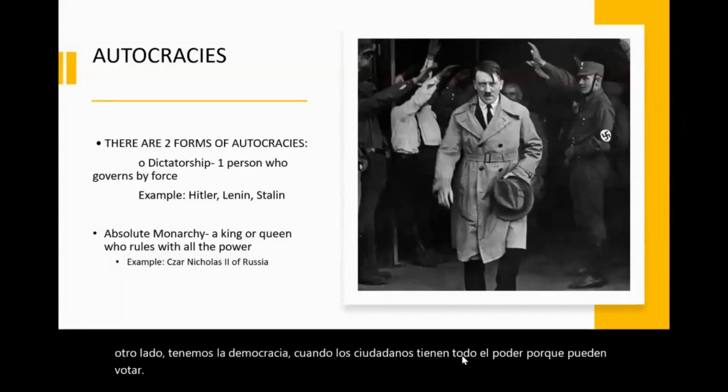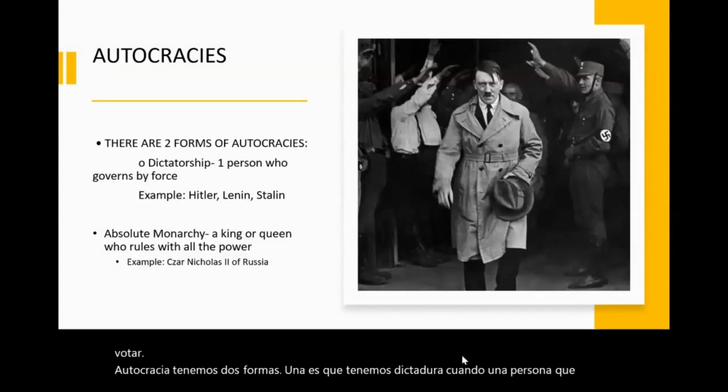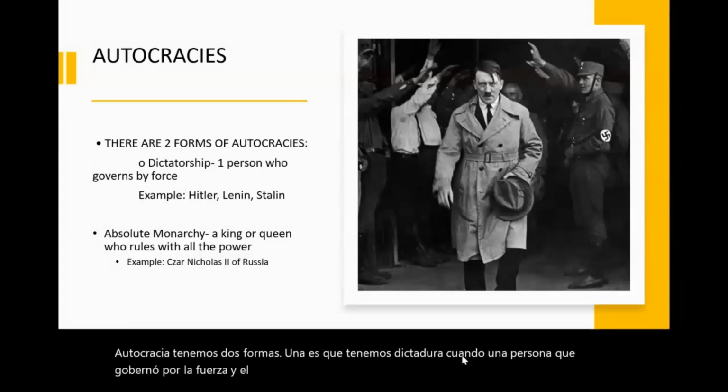For autocracy, we have two forms. One is dictatorship, when one person governs by force. For example, we have Hitler, Lenin, and we also know Julian and Han Jun and all these other people as well.